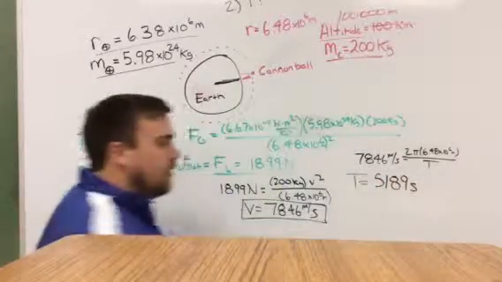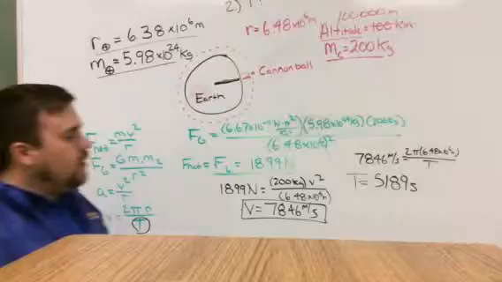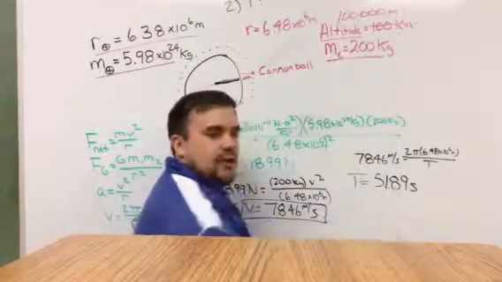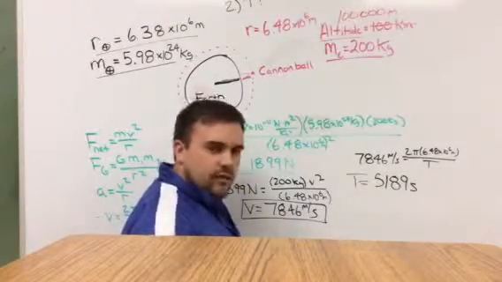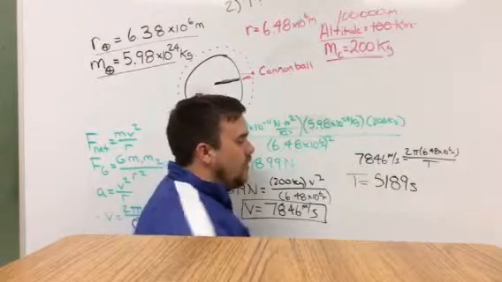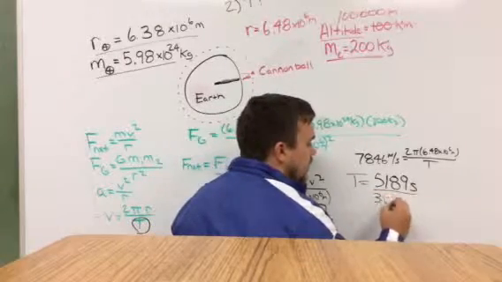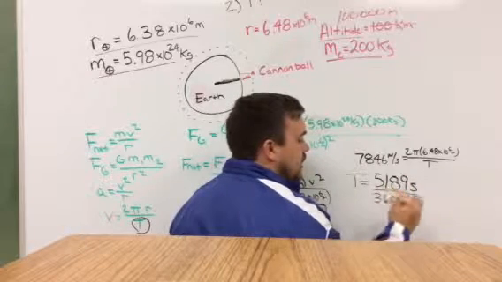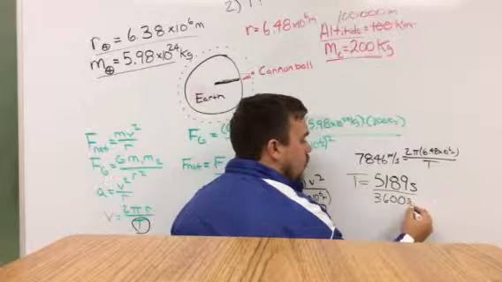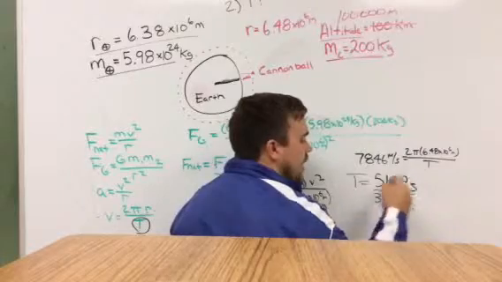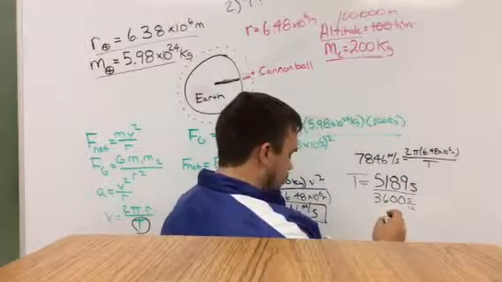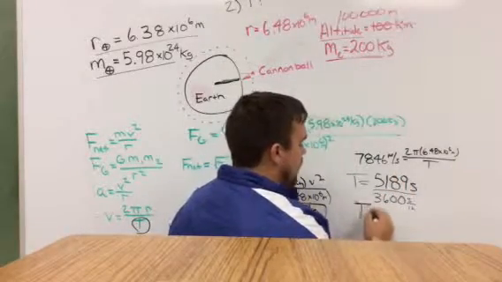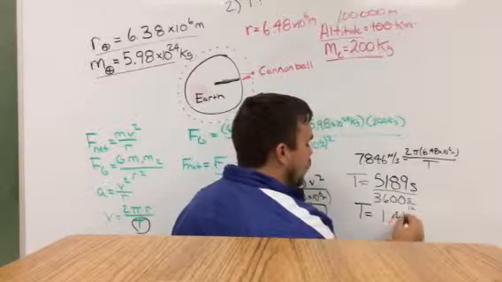5,189 seconds. And so you're thinking, well, this number means nothing to me because that's in seconds. Well, if you want to convert that to hours, all you have to do is divide that by 3,600 seconds. That's going to tell me how many seconds there are in 1 hour. So if I divide that, you're going to get that in hours. And so if you do that, the period in hours is 1.4 hours.